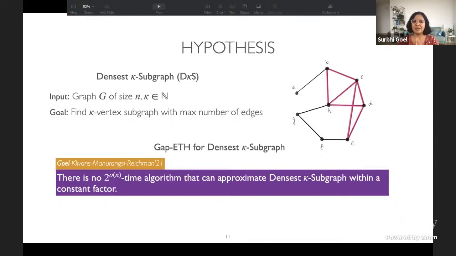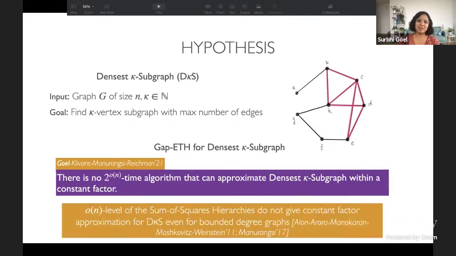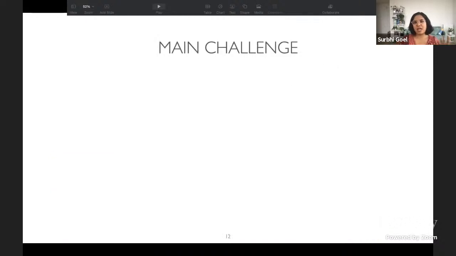I'm not an expert in this, but Pasan has done some work on this, and he believes this to be a reasonable assumption. The motivation for this being reasonable is that there are existing lower bounds showing that a little o(n) level of the sum-of-squares hierarchy cannot give a constant factor approximation for this kind of problem for bounded degree graphs. And these reductions come from some random CSPs. So if you could do this, then you could refute some random CSPs that these constructions come from. So this is a reasonable assumption to make. So now if we make this hypothesis, the main challenge is the following, okay?